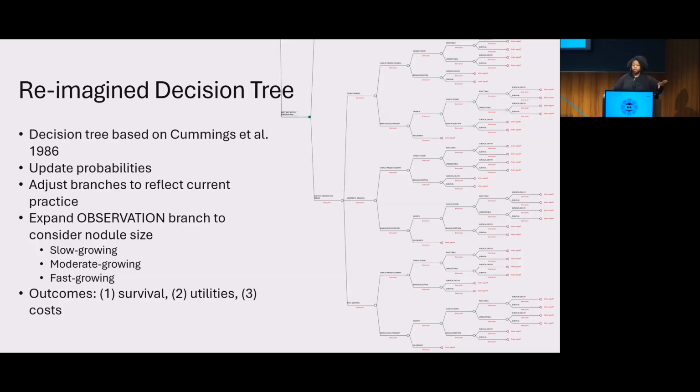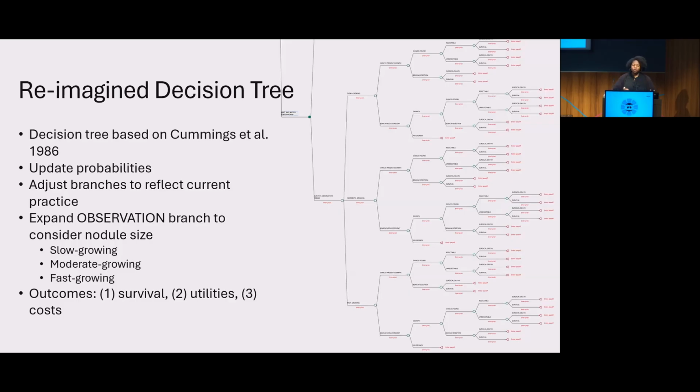So the very first tree we looked at, from Cummings, looked at survival. The second tree we looked at cost. So we can look at different outcomes, whether it's survival or utilities. And when I say utilities, I'm talking about some type of evaluation on life. It could be the quality adjusted life years you may have heard before, but then also we can consider cost.